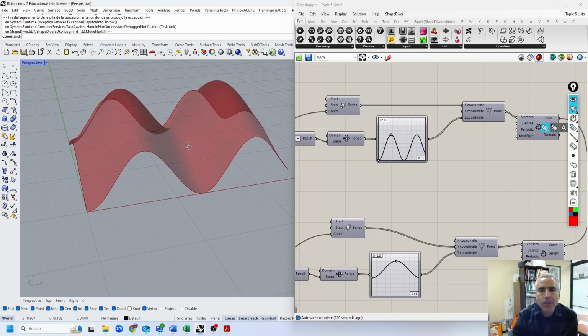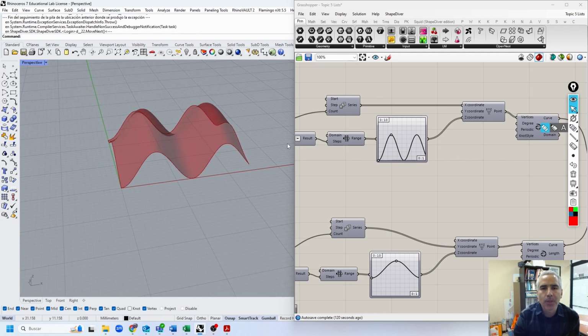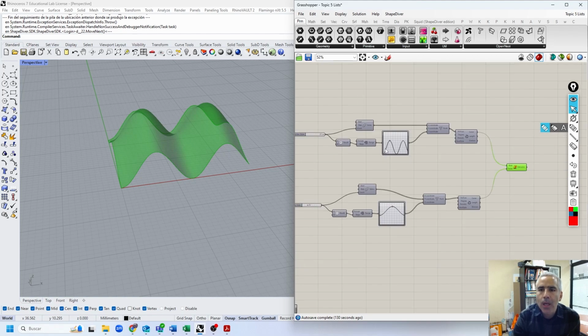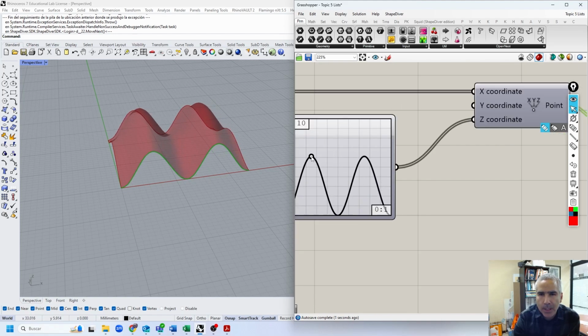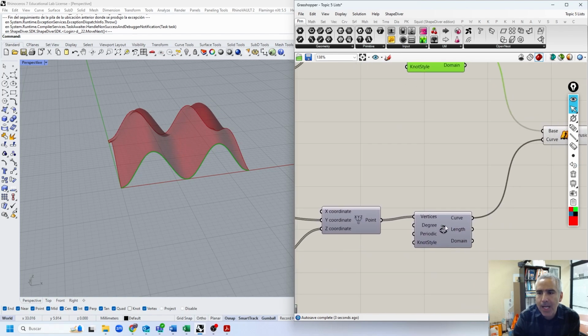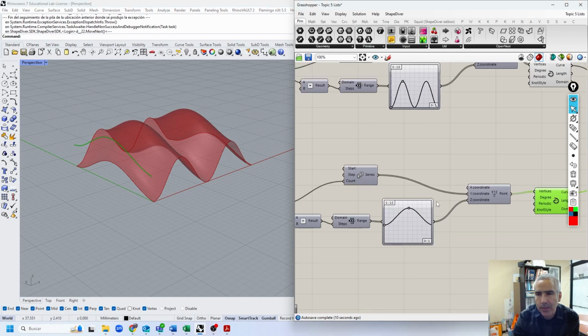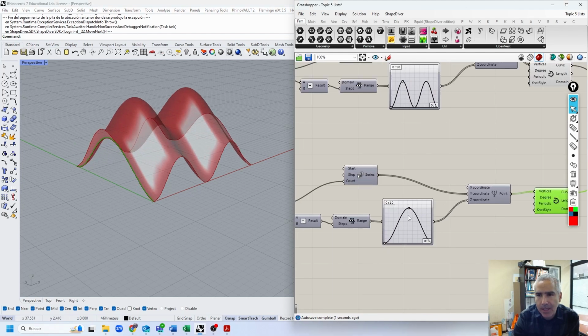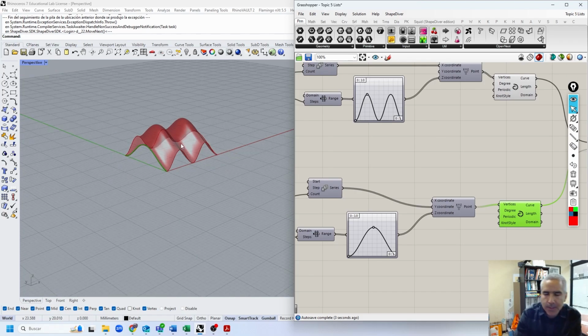So what I have here is one of the definitions that we did in the previous unit of the course. I basically have a directrix curve, which is this one, which is controlled with this graph mapper. And I have a generatrix curve, which is controlled with this other graph mapper. So anyways, that's what we have. Okay, so there's the translation surface, and this can be a loft surface or any kind of surface.